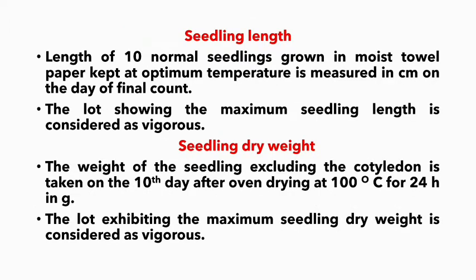Seedling length. In moist towel paper, 10 normal seedlings are grown and their length is measured in centimeters on the day of final count. The lot showing the maximum seedling length is considered as vigorous. Next, seedling dry weight. The weight of the seedlings excluding the cotyledon is taken on the 10th day after oven drying at 100 degrees Celsius for 24 hours, in grams. The lot exhibiting the maximum seedling dry weight is considered as vigorous.